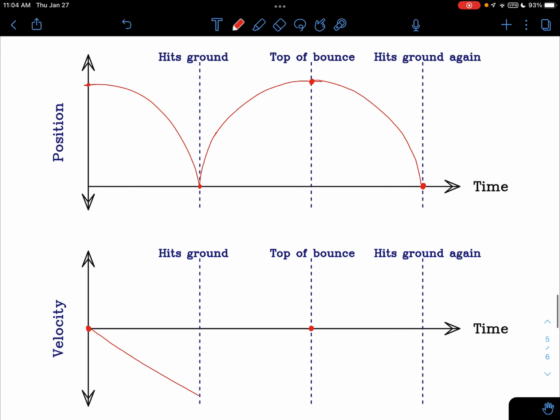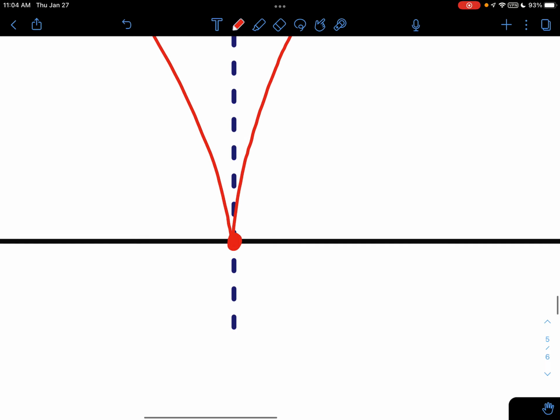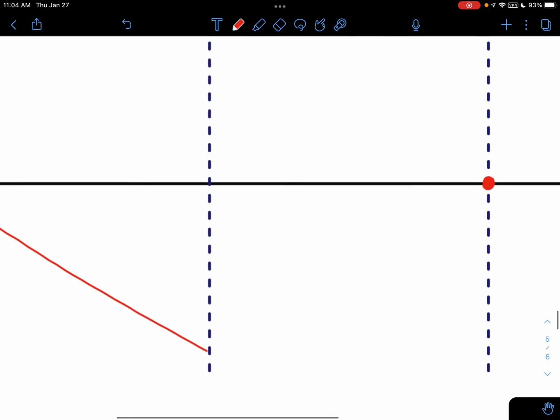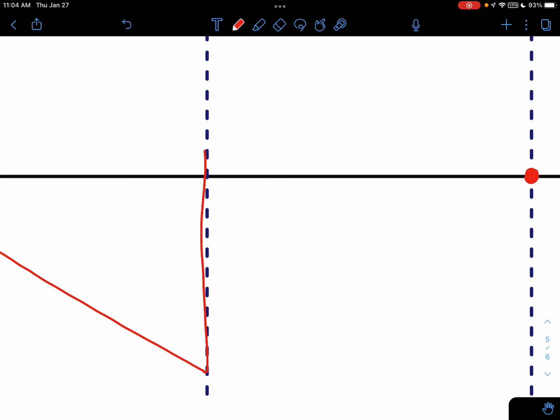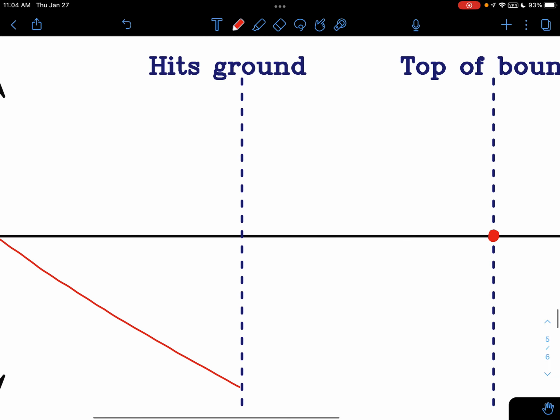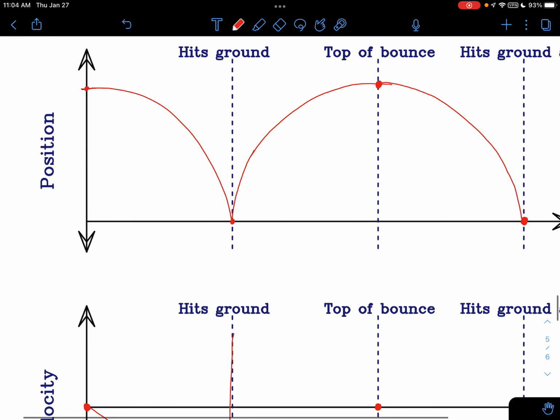So now we can look at the same thing over here. We see that the slope of our velocity, slope of our position, sorry, goes from being very negative to very positive very quickly. So we know that all of a sudden here, it shoots up. I can't draw that line for some reason, I'm sorry. It's going to shoot up real quick, because now we have a very positive slope.